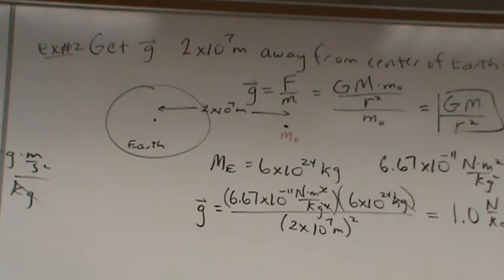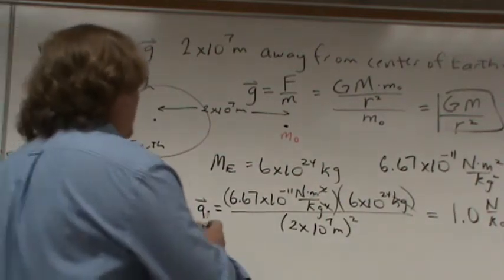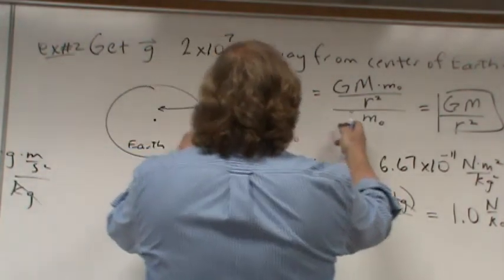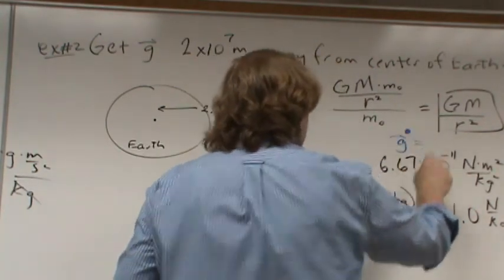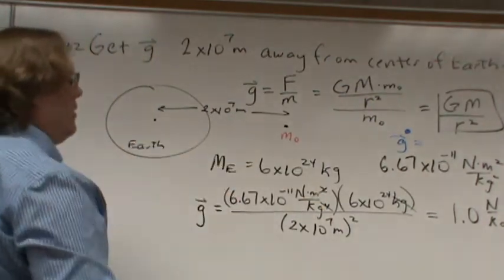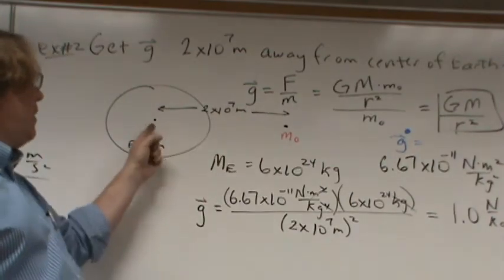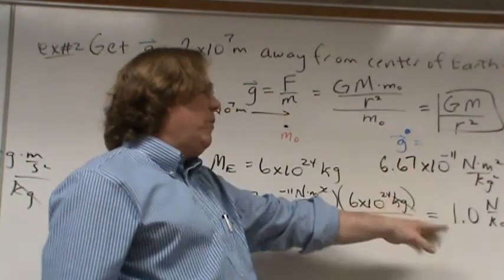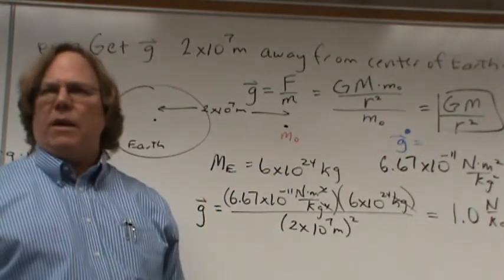Then can I ask you another question? I could give you a scenario where you don't have to keep plugging into GM over r squared over and over again. What if I told you I chose another point, a point that was twice as far away? So let's say I had this point in space and I wanted to know the g at that point. I just doubled the distance from the center. So now the distance, instead of being 2 times 10 to the 7th, it's like 4 times 10 to the 7th. Without doing any of this stuff, what's going to happen to my gravitational field now?